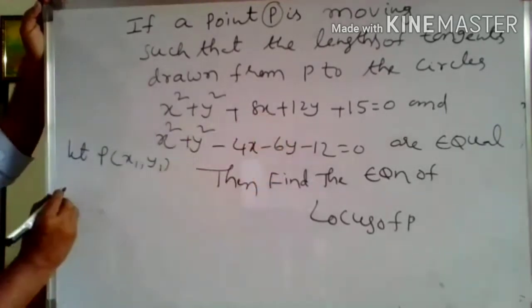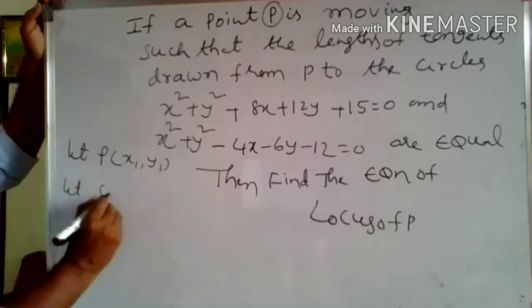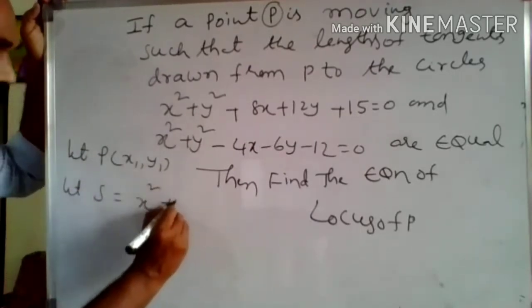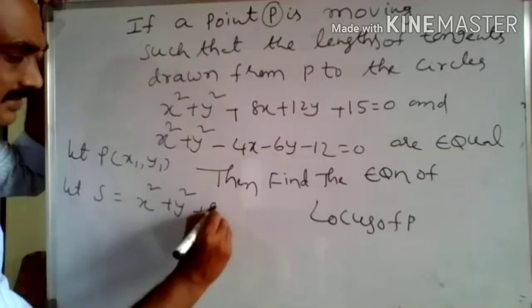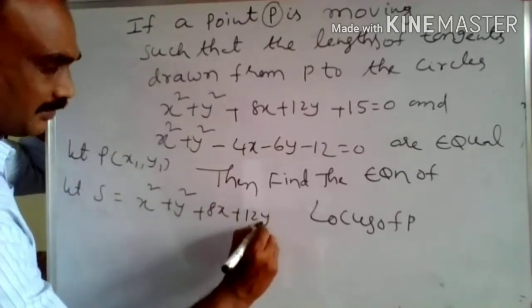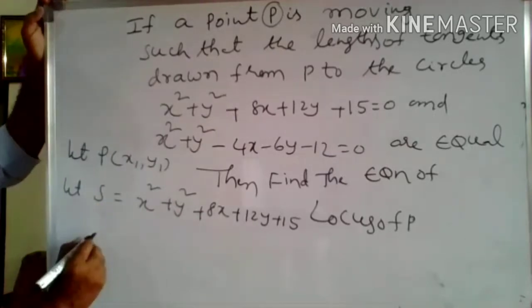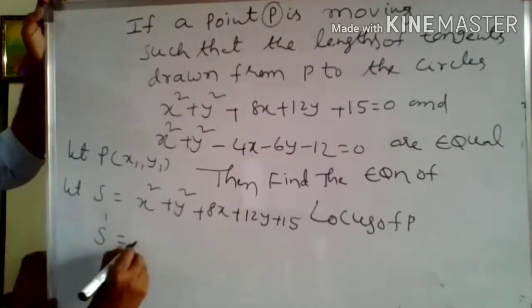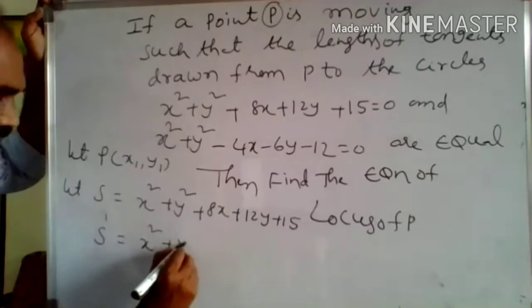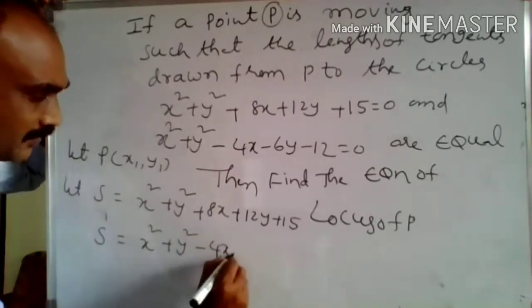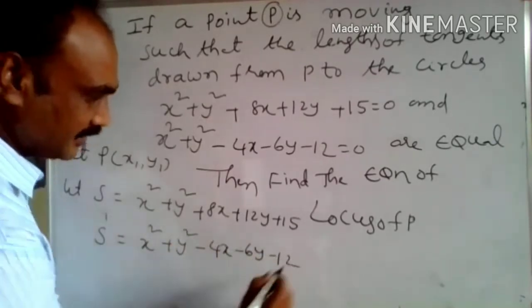Here, I am taking the first circle, let S equal x square plus y square plus 8x plus 12y plus 15. So the first circle is denoted by S. The second circle is denoted by S dash. S dash is equal to x square plus y square minus 4x minus 6y minus 12.